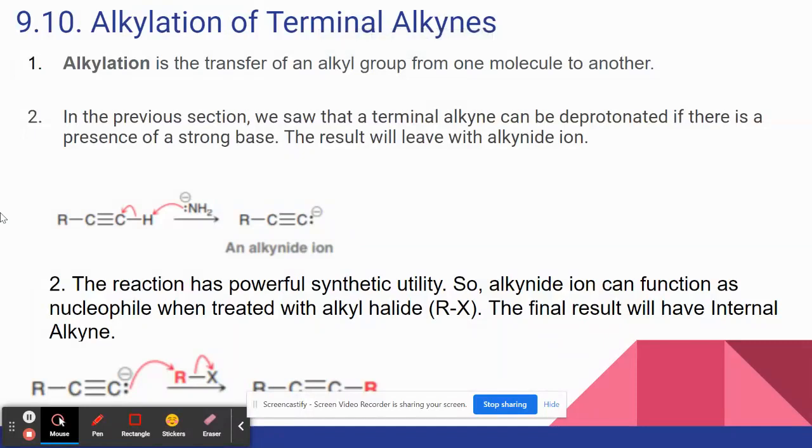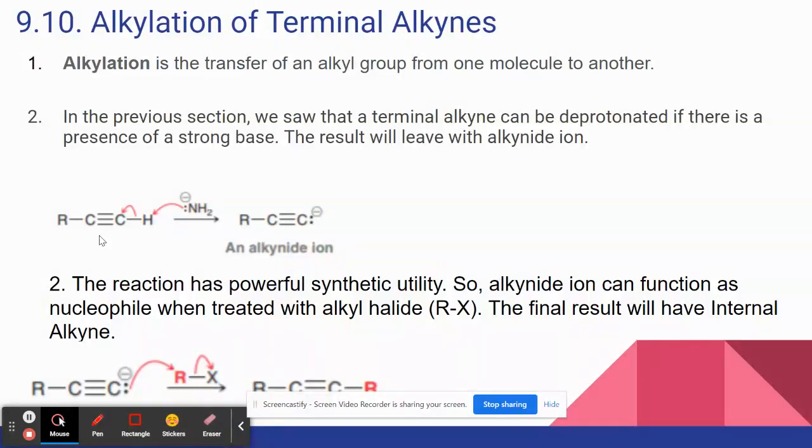9.10 Alkylation of terminal alkynes. Alkylation is the transfer of an alkyl group from one molecule to another. In the previous section, we saw that a terminal alkyne can be deprotonated in the presence of a strong base. The result we are left with is an alkynide ion. So look at the example.